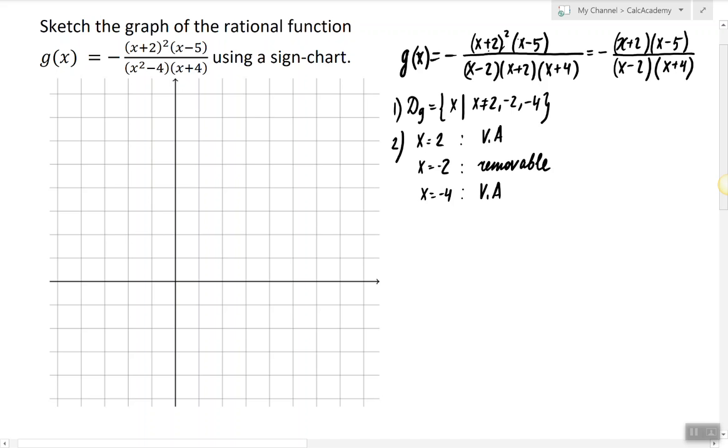That means we can already graph these two vertical asymptotes on the coordinate plane. So we have an asymptote at 2, and we have an asymptote at -4.